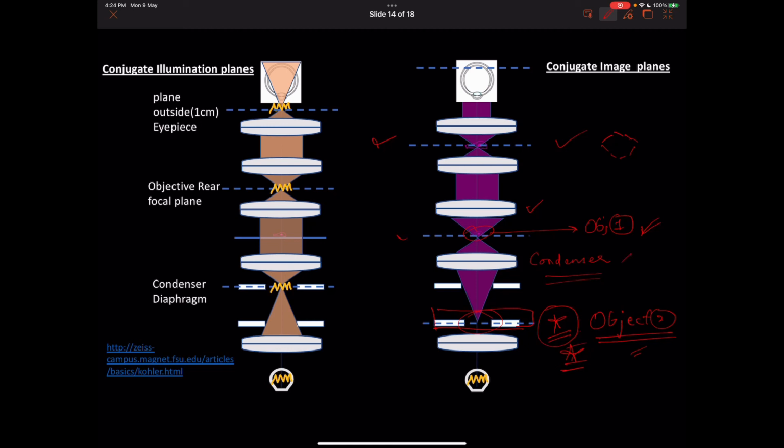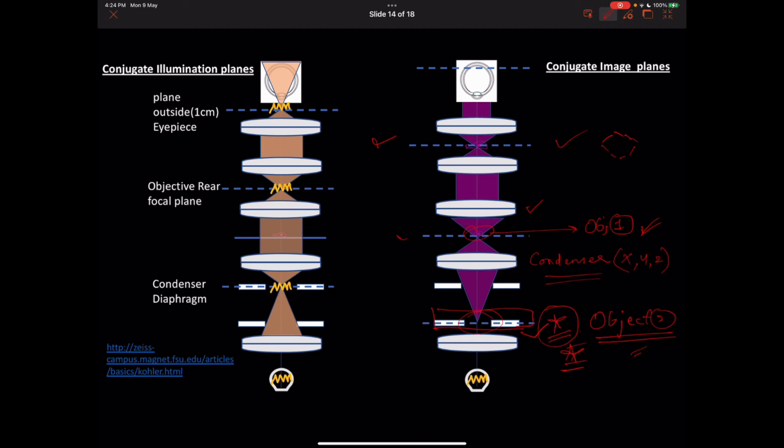Because this condenser lens has a movement in X, Y, and Z, you need some reference as to how you will know whether your condenser lens is correctly aligned or not. You will know it indirectly by using this condenser lens to image the diaphragm, and the subsequent images of this diaphragm basically will be produced on the conjugate image planes of the specimen plane, right?